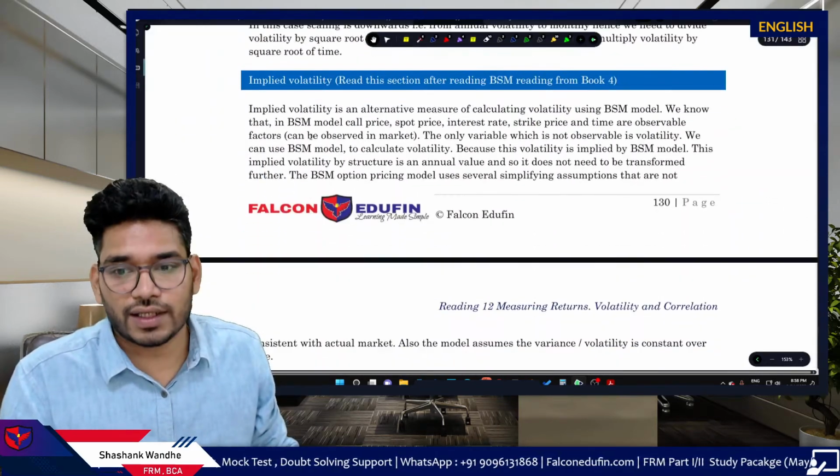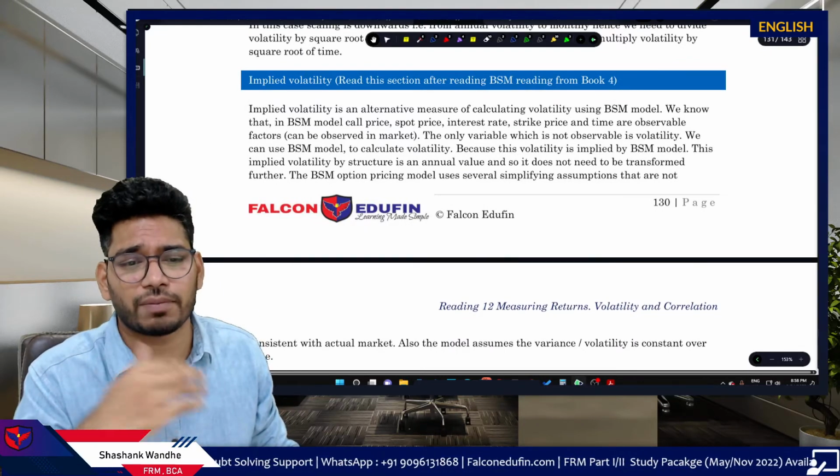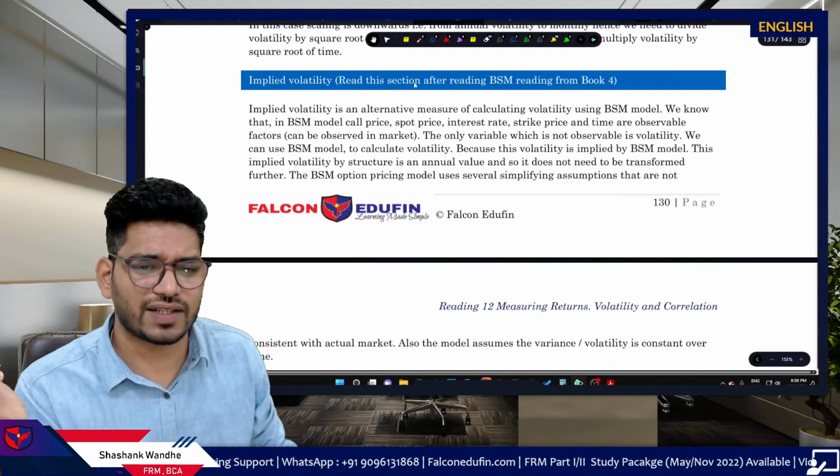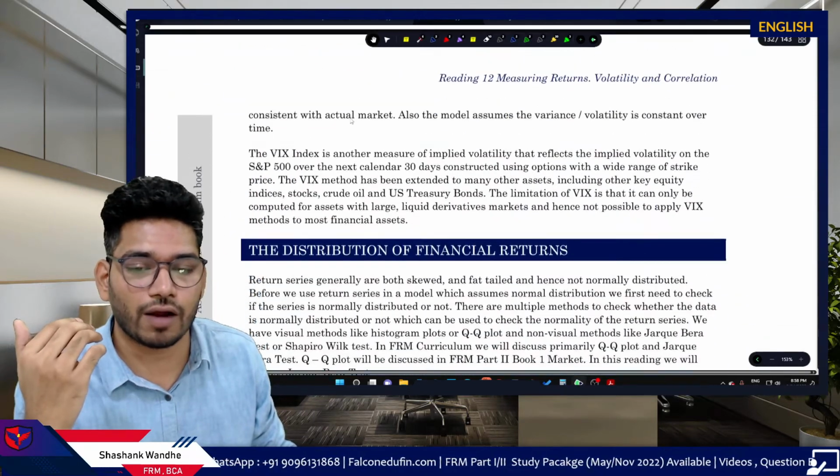Okay, now next is the implied volatility. What is the implied volatility? Again, this relates to your book number 4 BSM chapter. Okay, read this section after reading the BSM reading from book 4, because we use the BSM model for the implied volatility calculation.